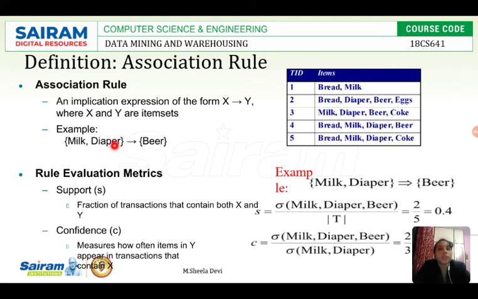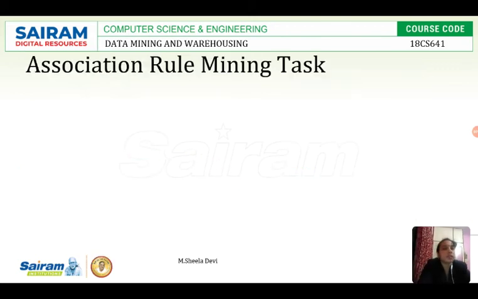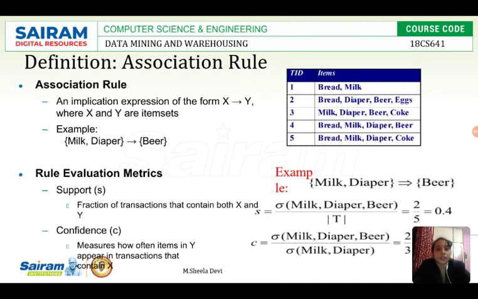When my minimum support threshold is 50% and I am getting a support value of 40%, then I will consider it a rejected association rule. If the minimum support threshold is 40% and this association rule is again 40%, then I will say that this association rule is accepted.